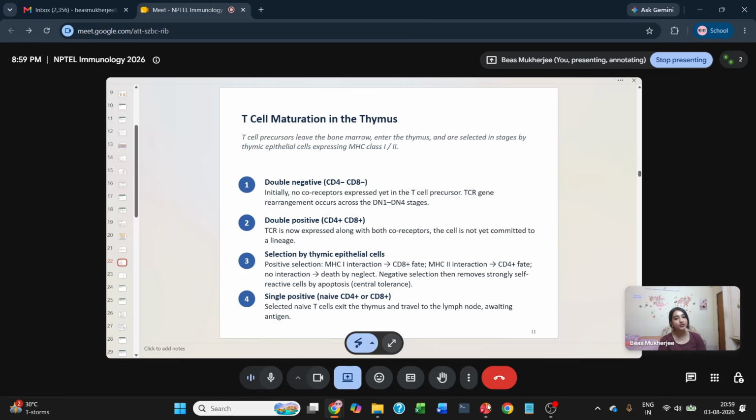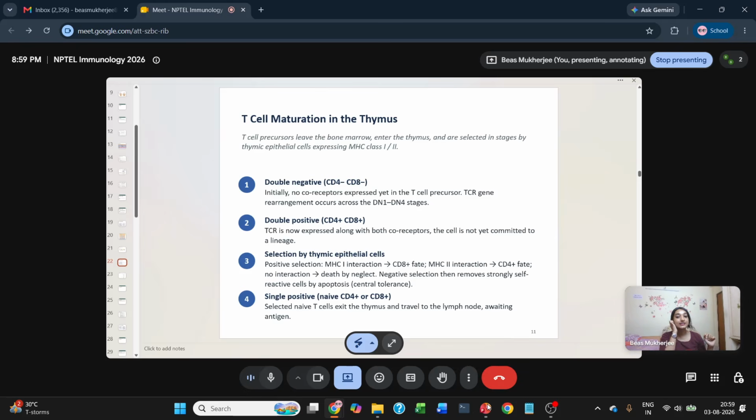T cell receptor gene rearrangement occurs across the DN1 to DN4 stages. So DN is double negative. Okay. Now it has both the co-receptors. So it becomes double positive. So TCR is now expressed along with both the co-receptors. The cell is not yet committed to a lineage. Now what does that mean? Commitment to a lineage means whether this cell is going to form the cytotoxic T lymphocyte or it is going to form the helper T cell. It hasn't decided yet. So it hasn't committed to any lineage yet.